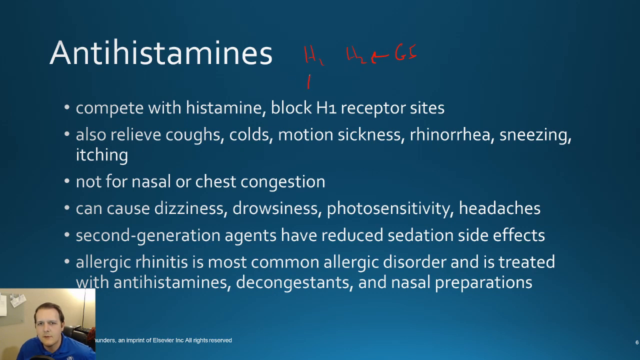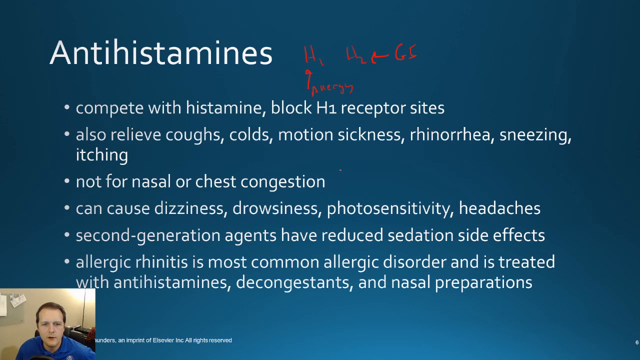For allergy, this is mainly going to be your H1 that we're talking about here. Basically, by blocking those H1 receptors, they're going to be able to decrease a lot of the inflammation that comes about from activation with histamine. So you can use this for things like coughs and colds, for motion sickness. I know we talked about that before in the GI section in terms of antiemetics. They're useful for all of that.